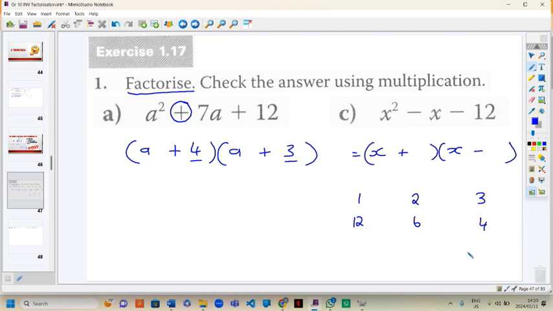Now the difference is that I've got a positive and I've got a negative. So now I need to know which pair of factors, or which factor needs to get the positive and which one needs to get the negative. I don't know which one's going to get the positive, which one's going to get the negative. But now let's just use some logic. I see that my middle term is negative.